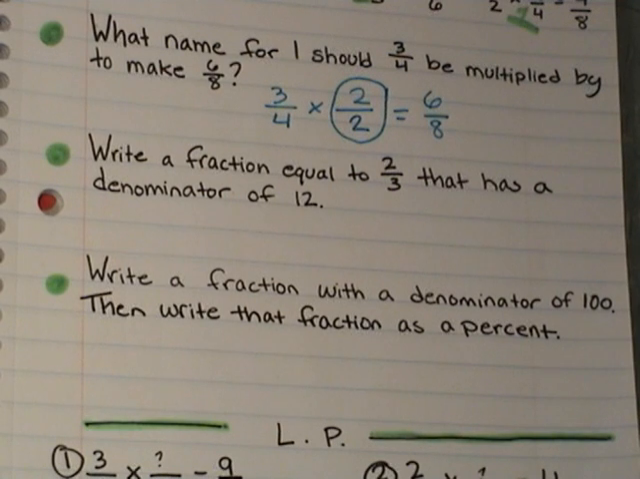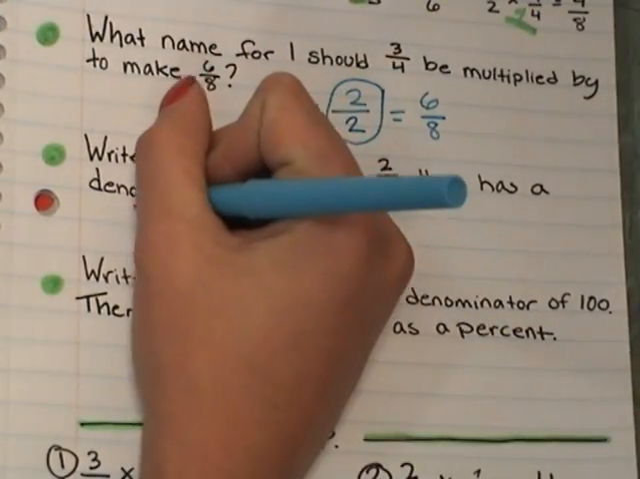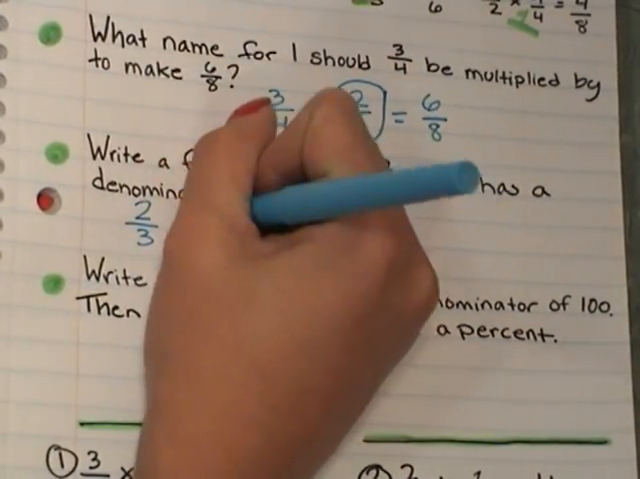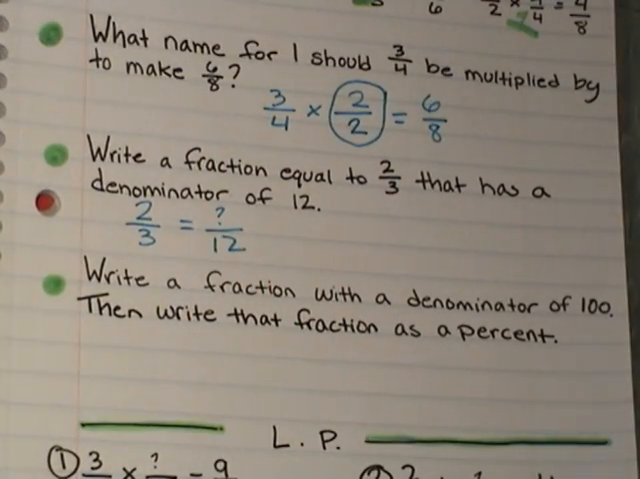Okay, so what we're doing here, we need to write a fraction that is the same as 2/3, but our fraction that is going to equal that is going to have a denominator of 12. So basically, 2/3 is equal to what over 12? And now these fractions are going to be the same.